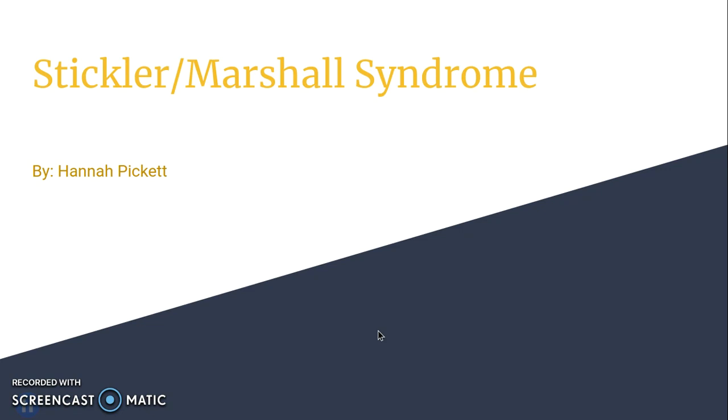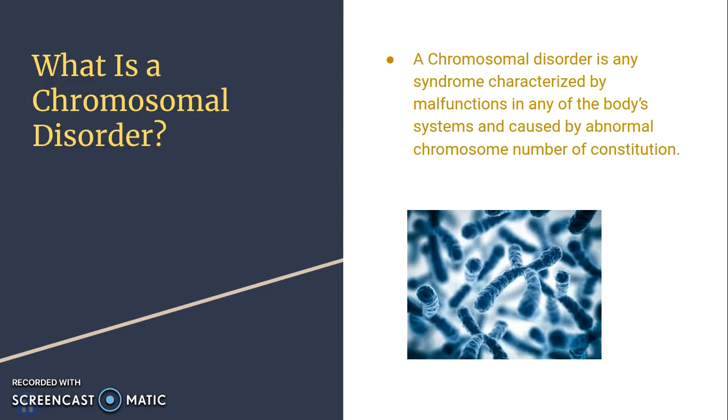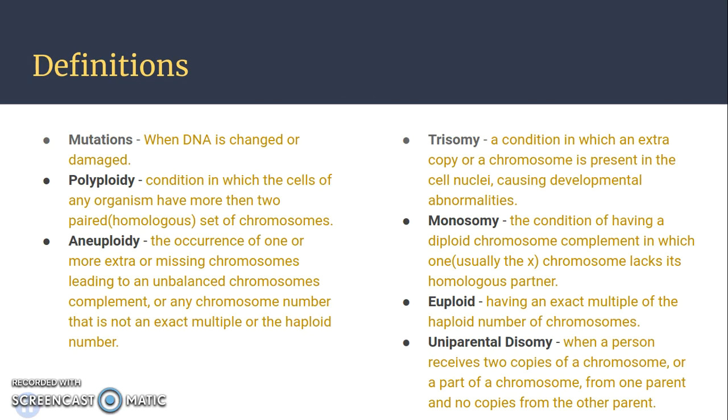and Marshall syndrome. What is a chromosomal disorder? A chromosomal disorder is malfunction of the body system caused by abnormal chromosome numbers. Mutations is change or damaged DNA. Polyploid is when cells have two or more pair chromosomes. Aneuploid is an extra or missing chromosome which causes an unbalanced chromosome number.